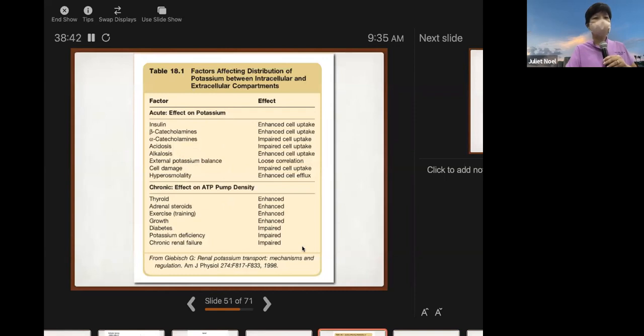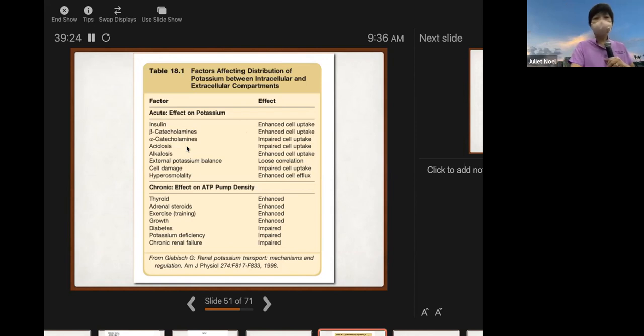So, factors that will affect the distribution of potassium between intracellular and extracellular. That's why this is also used for the treatment of hyperkalemia. Effect on potassium: insulin will enhance cellular uptake. So if you have hyperkalemia and you give insulin, it will shift. You do not lose the potassium, it will just shift intracellularly. Catecholamines, so beta agonists and everything. That's why we nebulize the patient, because it will also enhance cellular uptake.